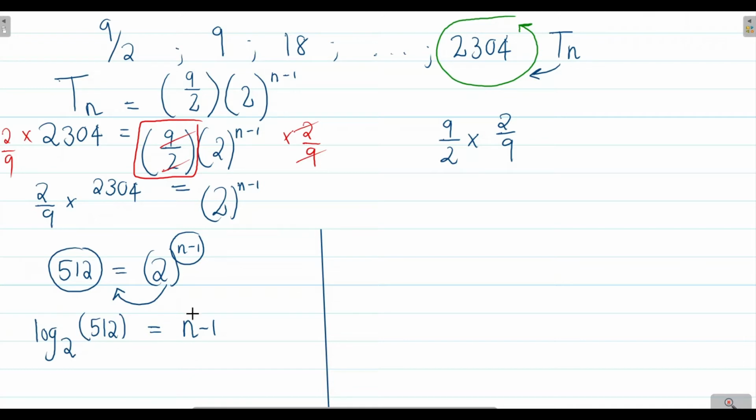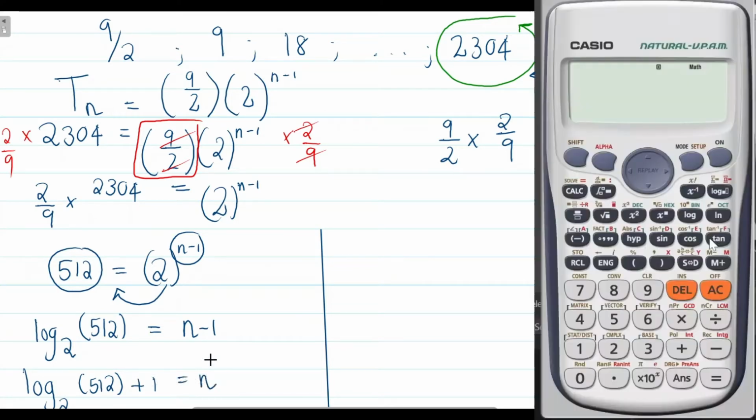Because you can just solve for your n, right? And when you solve for your n, it's going to be log 512 base 2 plus 1 is equal to n, right? And then if you put that into your calculator, okay, you'll find that your value of n is equal to 10, okay?